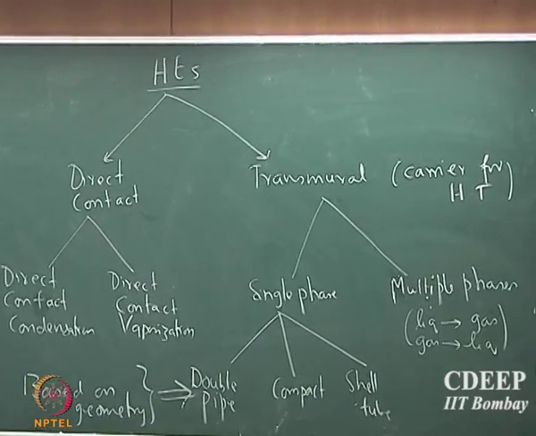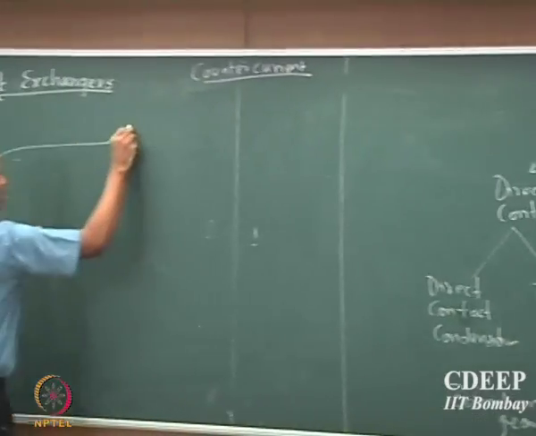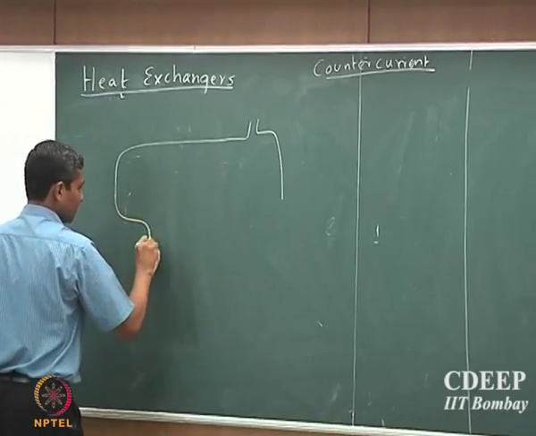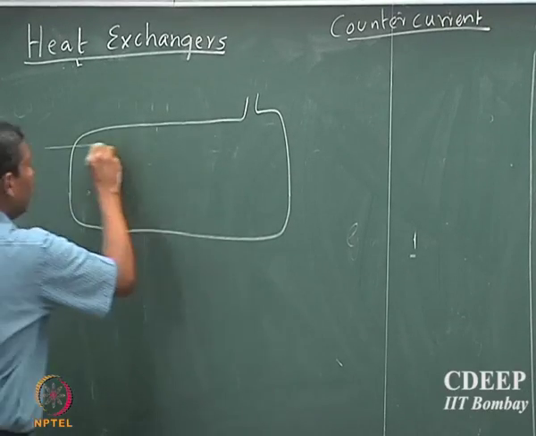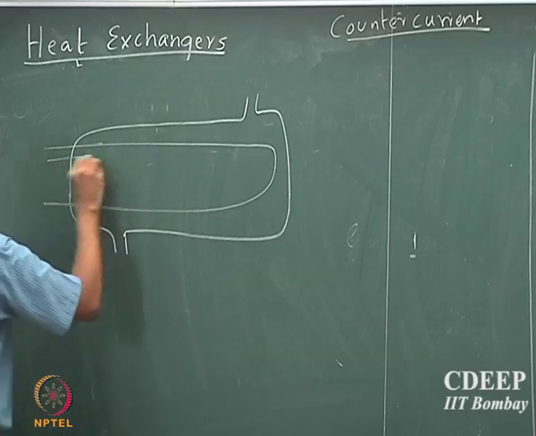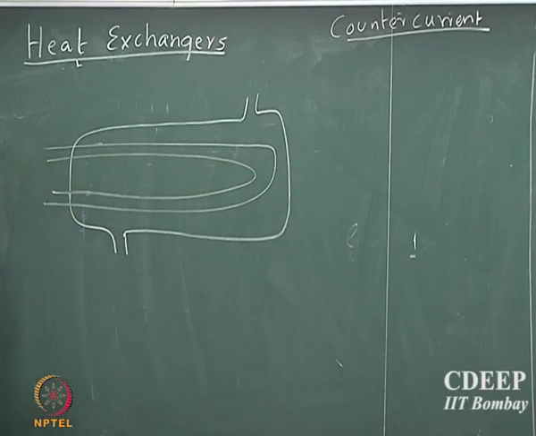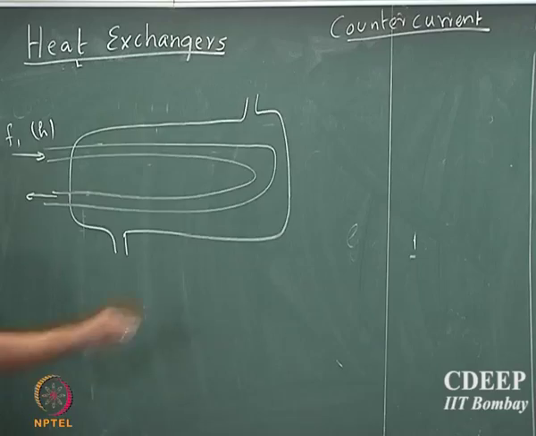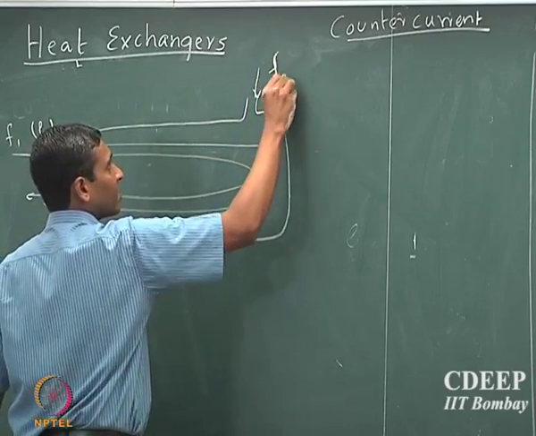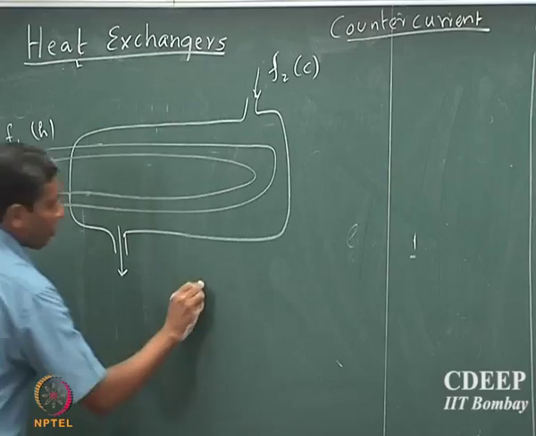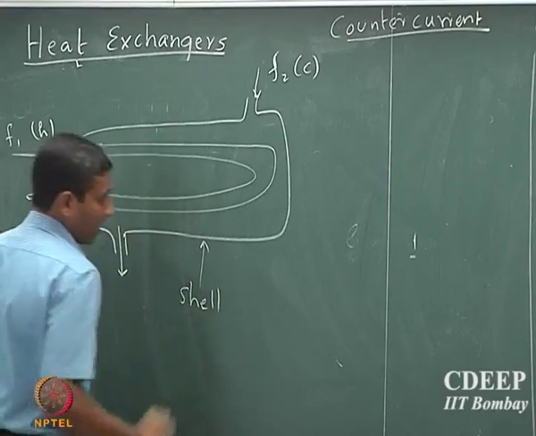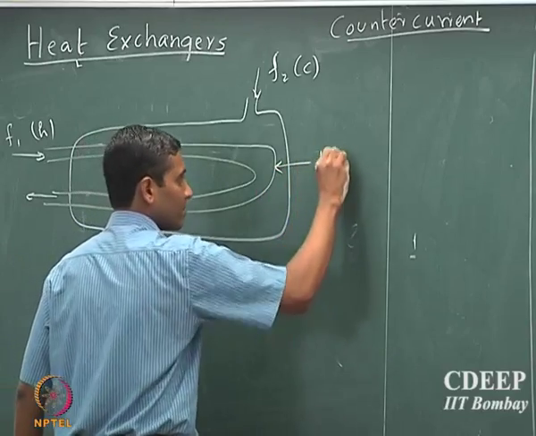So, the idea is, you have a shell, okay, and then you have a tube, okay. So, you have a tube and there is one fluid which is flowing through the tube, and let us say it is the hot fluid, and let us say that there is another fluid, cold fluid, which is flowing through the shell. Okay. So, the outer one is called the shell and the inside one is called the tube.